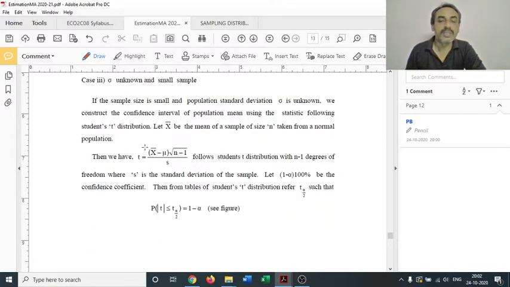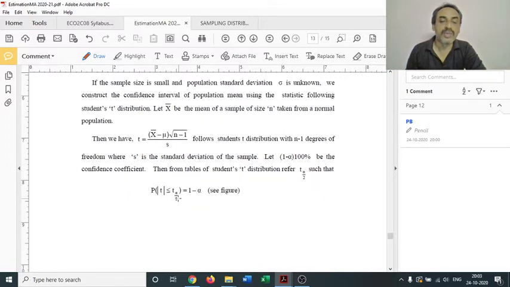The next situation is when the sample is small and sigma is unknown. In that context, we make use of another statistic, a statistic following student's t distribution. So we have t equals (x bar minus mu) root n minus 1 by s, and it follows student's t distribution with n minus 1 degrees of freedom. Here we note that in this equation sigma is not present, meaning we don't need the population standard deviation for constructing the confidence interval when the sample is small in size.